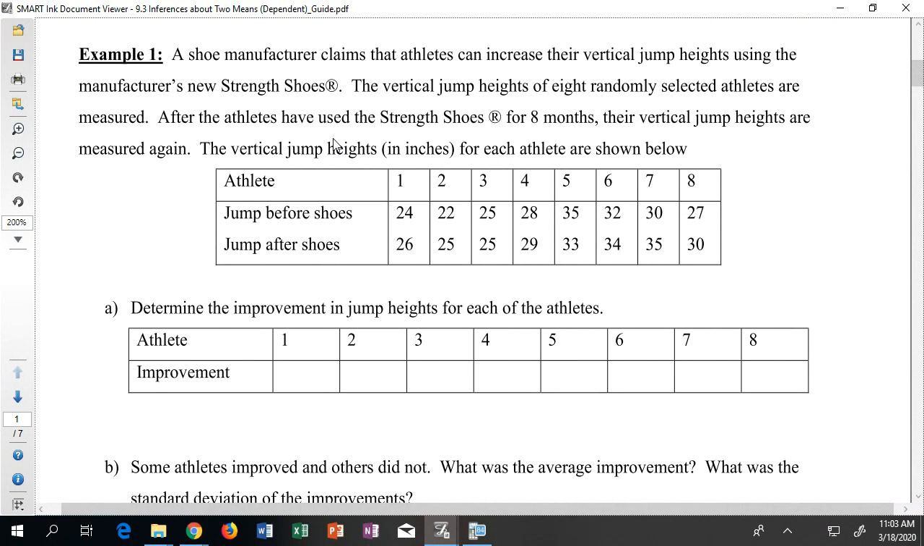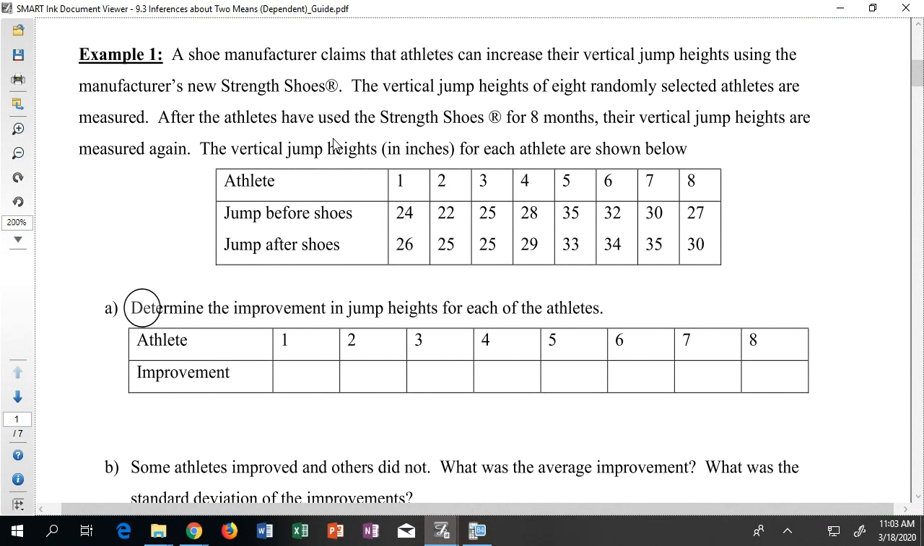The vertical jump heights of 8 randomly selected athletes are measured. After the athletes have used the strength shoes for 8 months, their vertical jump heights are measured again. So you can kind of see here we have a before and after kind of study. The vertical jump heights in inches for each athlete are shown in the table below. So I can see here that I got athletes number 1, 2, 3, all the way down the line, but I also have their jump heights recorded before and after.